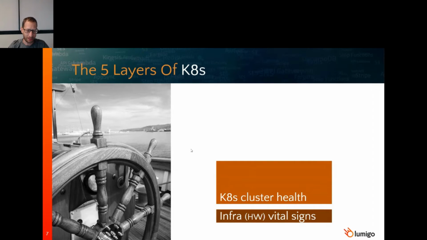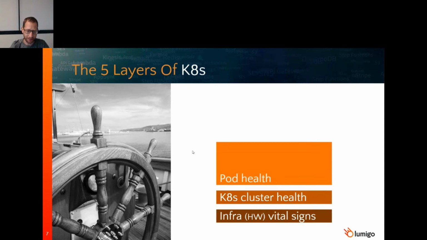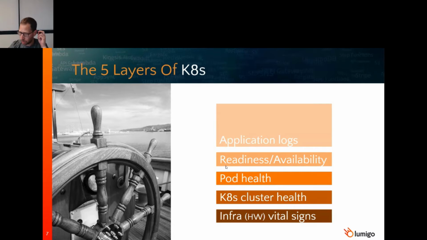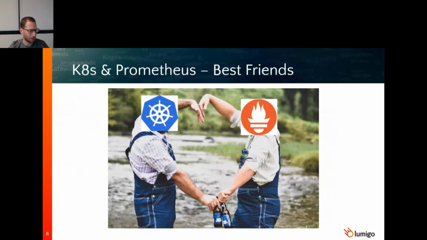Next, the Kubernetes cluster health itself, the pod health and its status, the readiness and availability of the actual pod, and the application logs. All of these are different levels that can each be failing, alerting, or blocked. We need to make sure that we have good health metrics and good alerts around all of this. So let's talk about some of the best practices. Prometheus goes very, very well with Kubernetes.